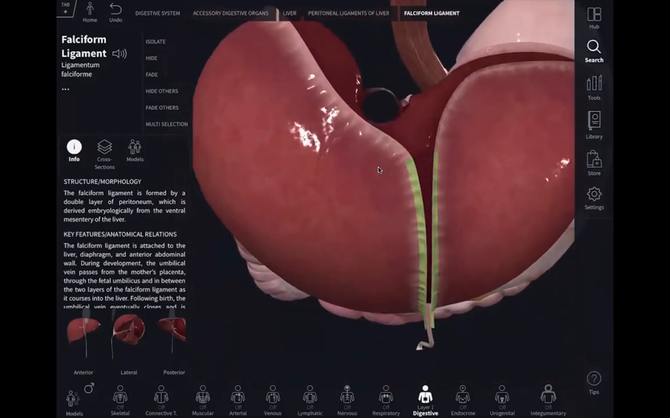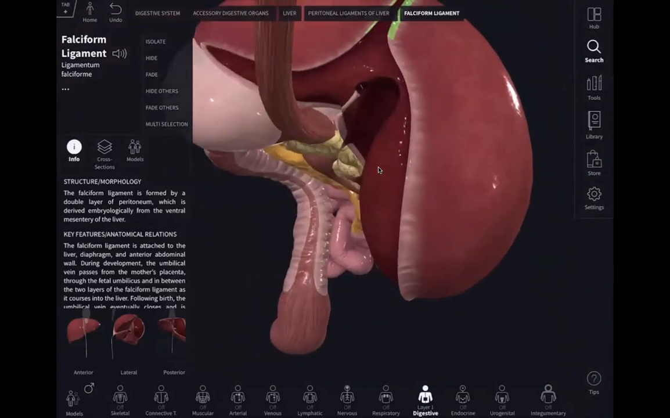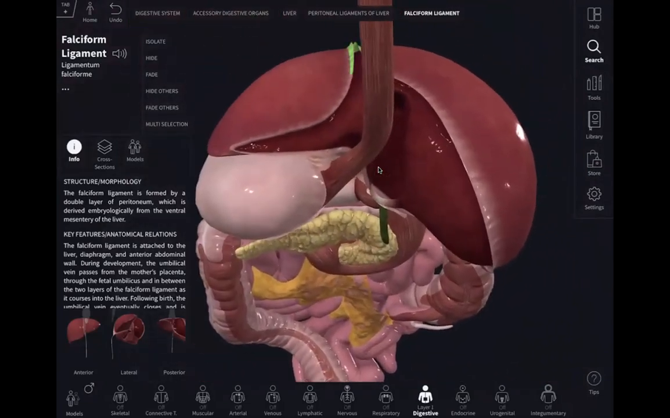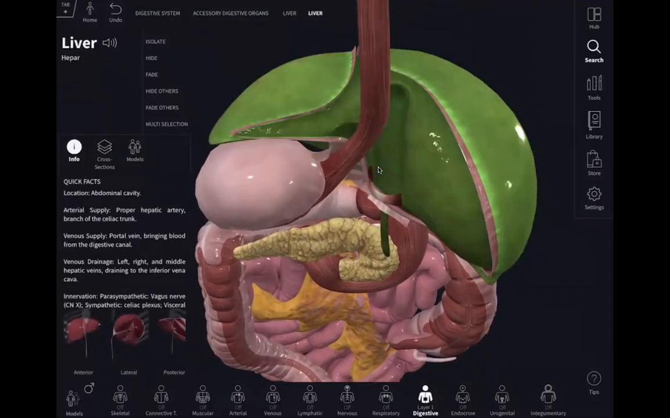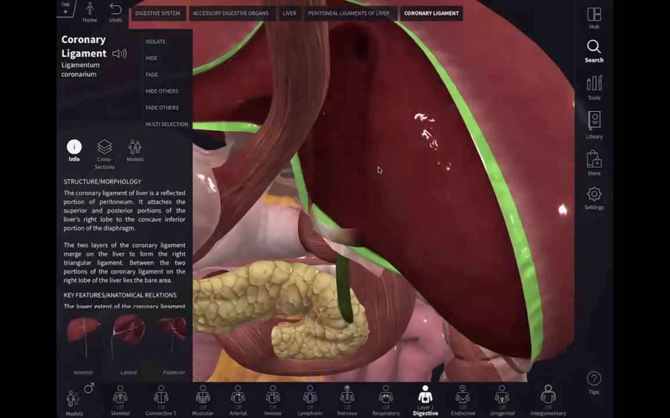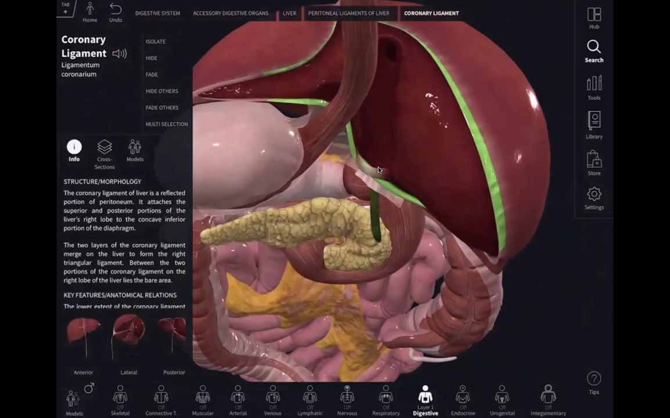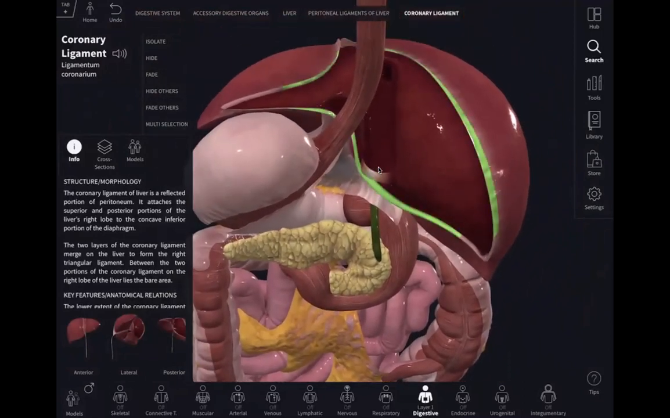Now, if you can see this superiorly and also almost on the posterior aspect a little bit, you can have one ligament that is known as the coronary ligament. Why are they known as the coronary ligament? Because they are almost shaped like a crown. Crown shaped, and that's why they are known as the coronary ligament. What is important about the coronary ligament is that it simply gives support to the liver by attaching with the diaphragm itself.